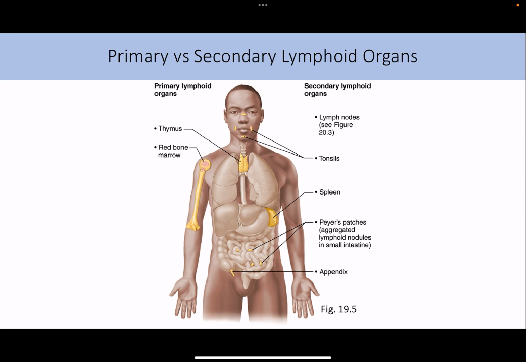All right, so now we're going to get into primary versus secondary lymphoid organs. The difference in definition for these is the primary lymphoid organs. This is where lymphocytes mature.